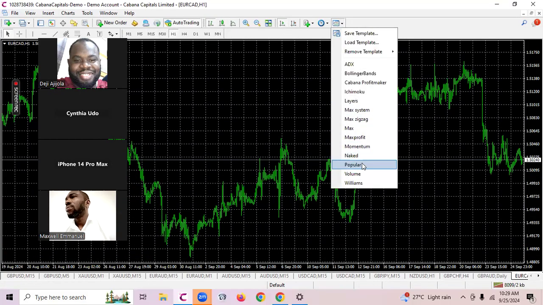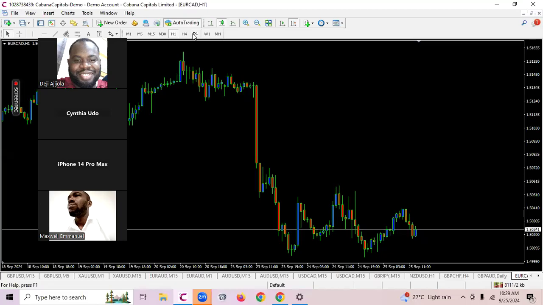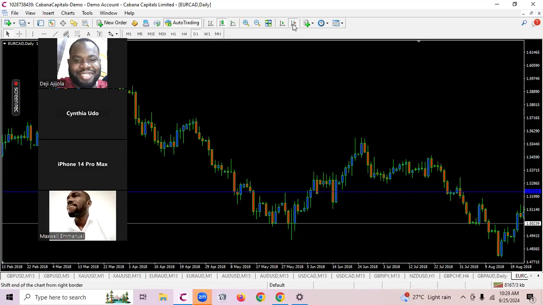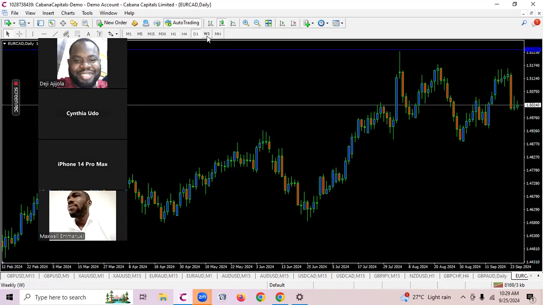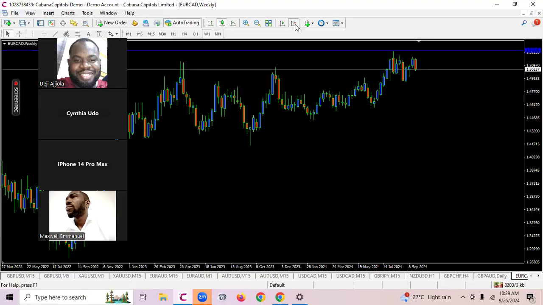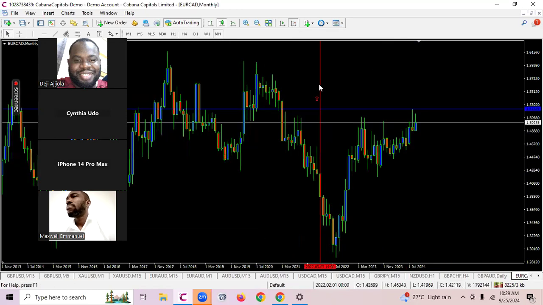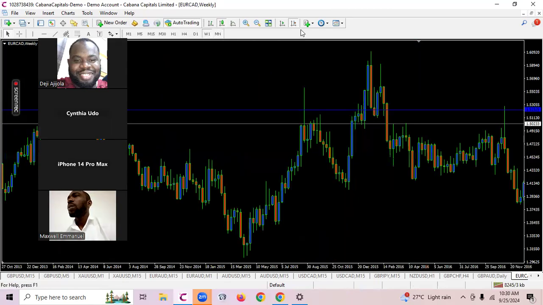EurCad. Start with the monthly. Last month, see, this is a shooting star. So this month, I expect EurCad to be bearish. Last month, you can see a shooting star. Let's go to weekly. What pattern do we have on the weekly?